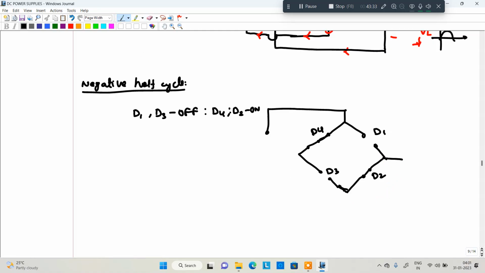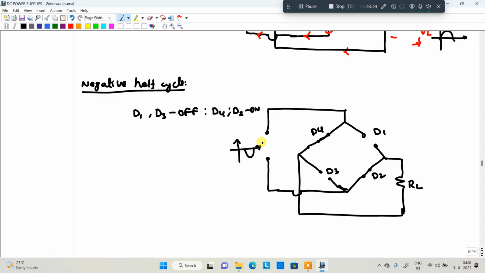So the load is connected in between these two terminals. This is the load resistance RL. After that, the input is connected. This is a negative half cycle we are giving to the input. Now the current direction in the negative half cycle is like this. It is trying to flow in this direction, but the diode is open circuited.